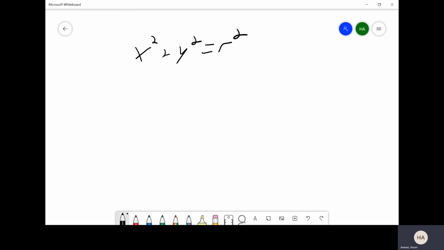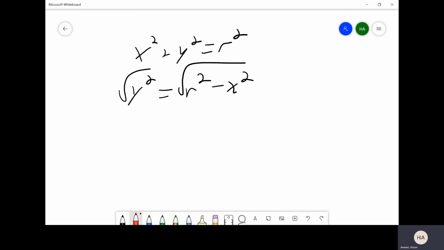So solving for y, we are going to move over the x squared. So we're going to have y squared is equal to r squared minus x squared. And solving for y, that means we're going to take the square root because we have to undo that square, right? So we take the square root over here, take the square root over here. We see that the squares are going to cancel, and we have y. But notice that it's plus or minus y, right?